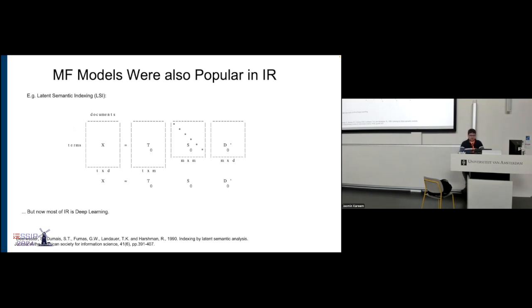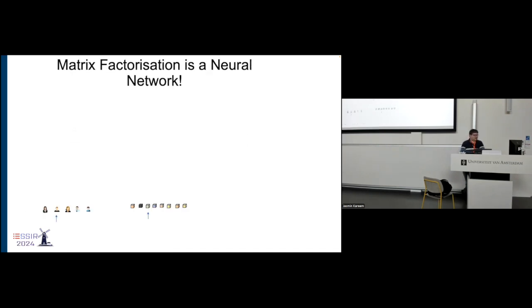So obviously, nowadays, it is not a very popular method. Nowadays, the whole of IR is deep learning, as you can see from this slide. And the same thing happens in RecSys, right? Most of RecSys these days is also kind of deep learning based. And in fact, you can think of matrix factorization as a neural network, right?